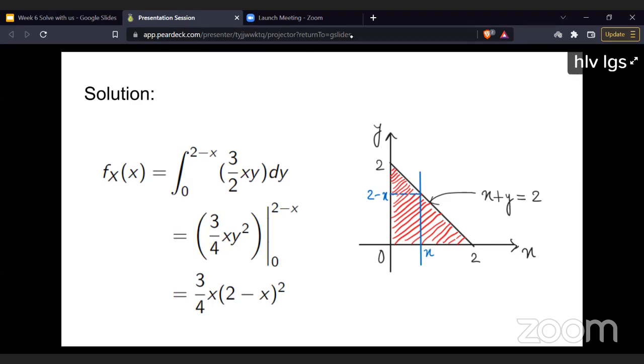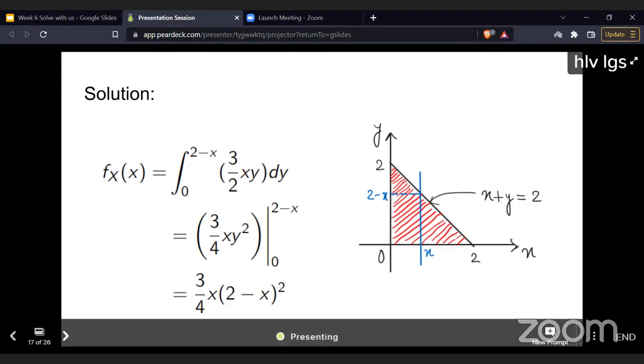Once I draw the vertical strip, I can see that we are fixing our x, and after fixing x, y is varying from 0 to a point on the line x plus y equal to 2. What is this y that you will get? This y you will get as 2 minus x. So I will write the limit of y as varying from 0 to 2 minus x.